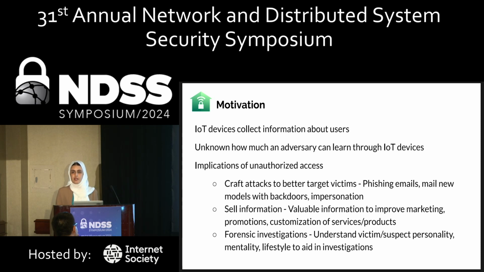For instance, making the phishing email more appealing to you and aligning it with your interests. If you've been looking at flights to Miami and hotels in Miami, they're going to send you an email saying, oh, you could get 50% off, use this link. You're more inclined to click on that link. Another thing is that companies can sell your information for financial benefit, and they're able to customize the user experience based off of your information. And last but not least, in forensic investigations, investigators are able to understand the mentality of the victim or the perpetrator based off of what they've been doing in the past week, whether they planned this crime or not. And they can put together a timeline of events.